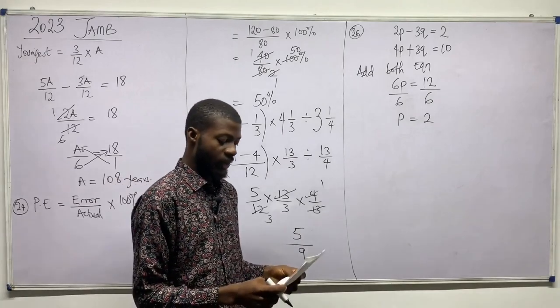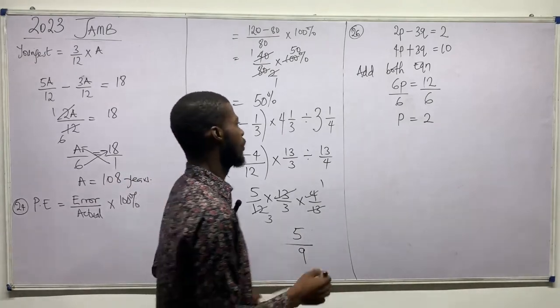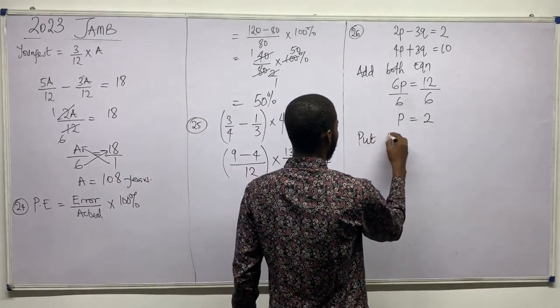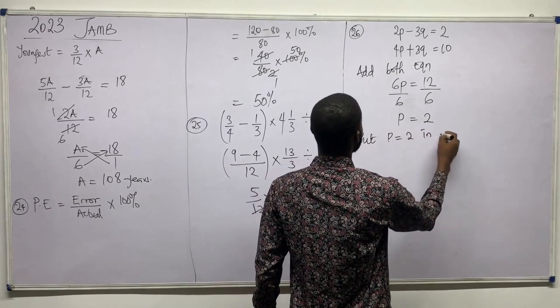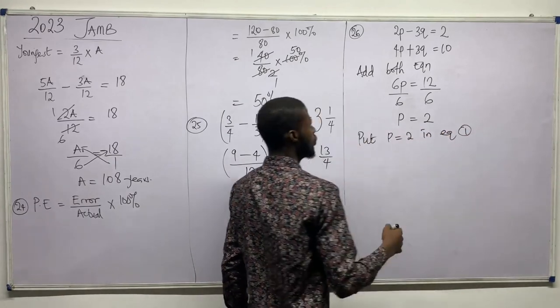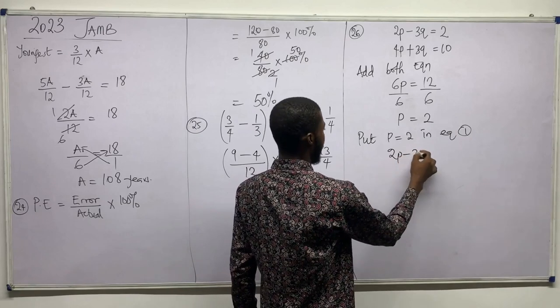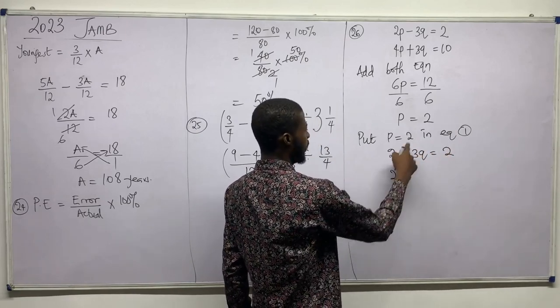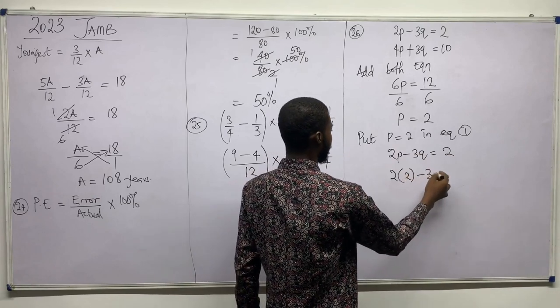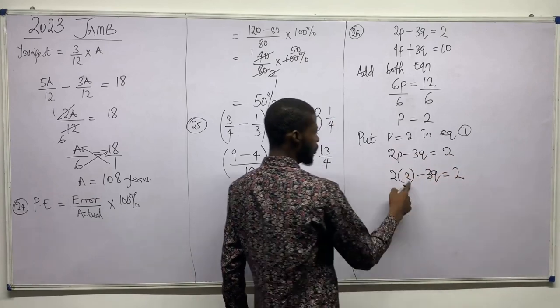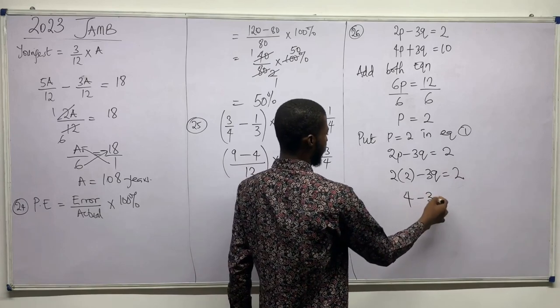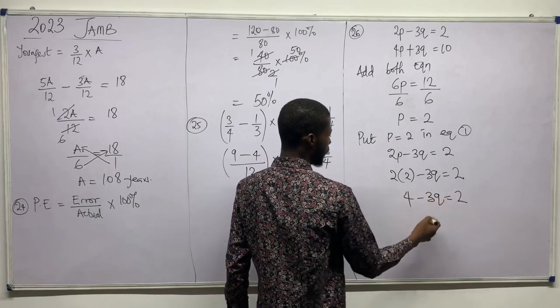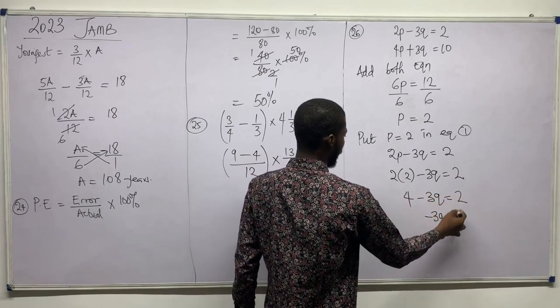So right now, what do I do next? I'm going to find my value for q. So I'll put p equal to 2 in equation 1. Equation 1 is 2p minus 3q equals 2. Now this is 2 bracket, what is our p? 2, minus 3q equals 2. 2 times 2 is 4, minus 3q equals 2.